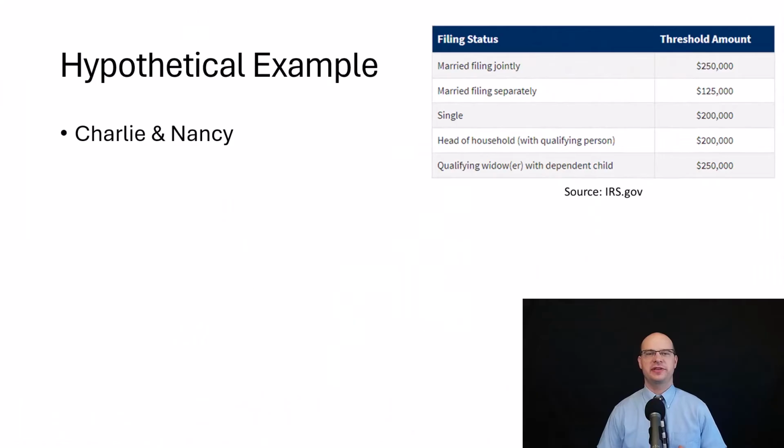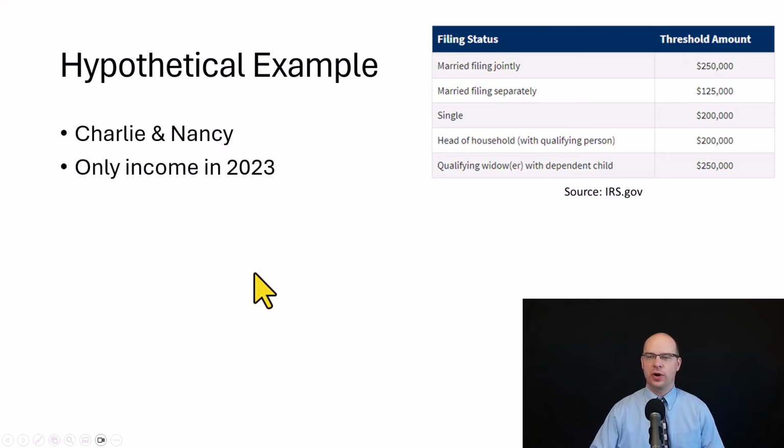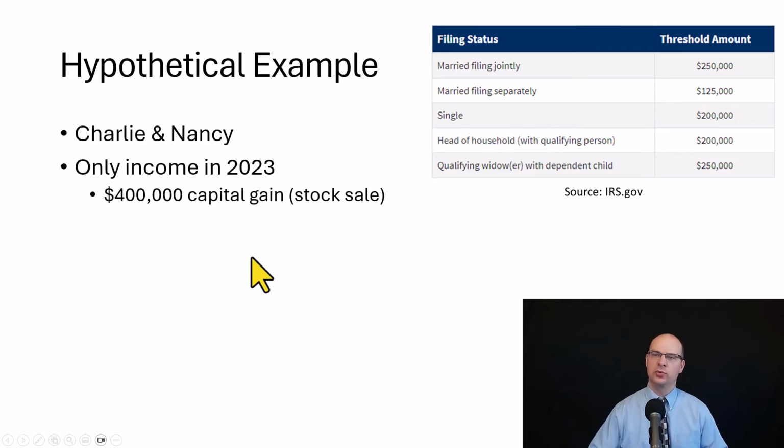Now, for the last part of this discussion, let's look at three hypothetical examples so you can see how the net investment income tax interplays with different combinations of income. In this first example, let's take Charlie and Nancy, and let's assume that they're 60 years old and they recently retired, and they're going to live off some stock that Charlie accumulated through his career. They're just going to sell stock off and defer Social Security. So that means in 2023, their only income was $400,000 of capital gains from these stock sales.